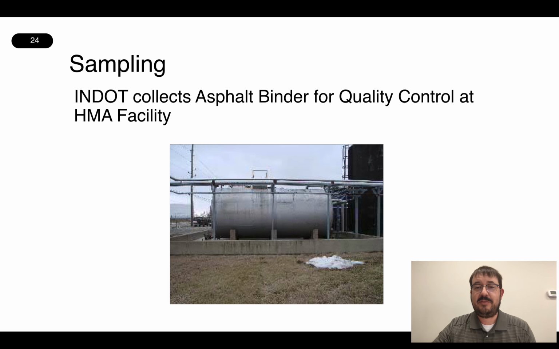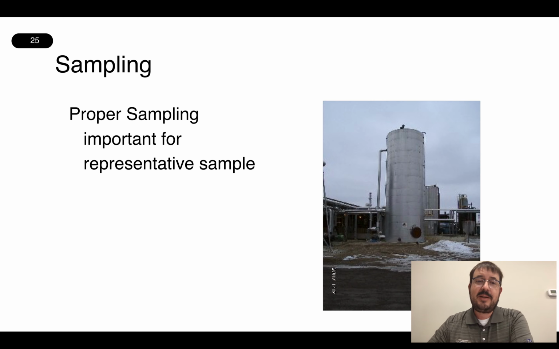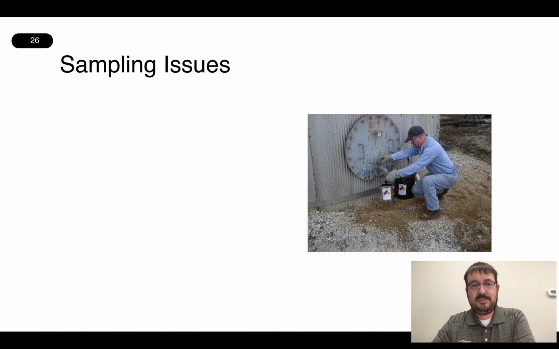Here's an example of an asphalt binder storage tank. And sampling is imperative and important for representative samples to ensure that a sufficient sample is being collected and tested to identify the properties of the asphalt binder being used in the hot mix asphalt.